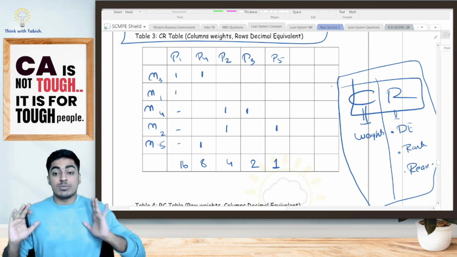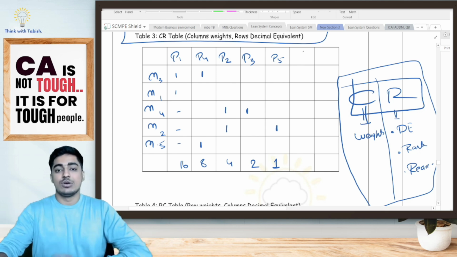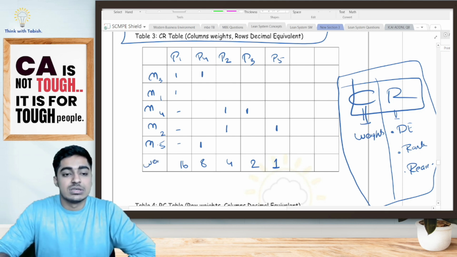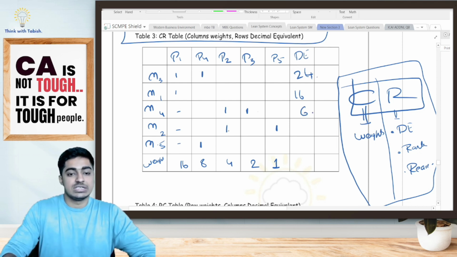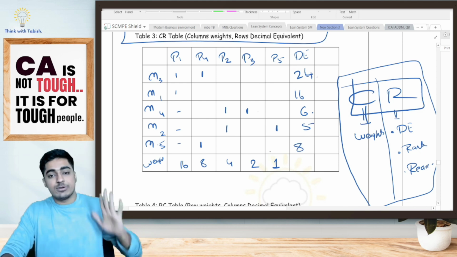Go back there. For my rows, I need to calculate decimal equivalent. Here, it is 16 plus 8, 24. It is only 16. The third one is going to be 4 plus 2, 6. It is 4 plus 1, 5. It is 8. Decimal equivalent is over.